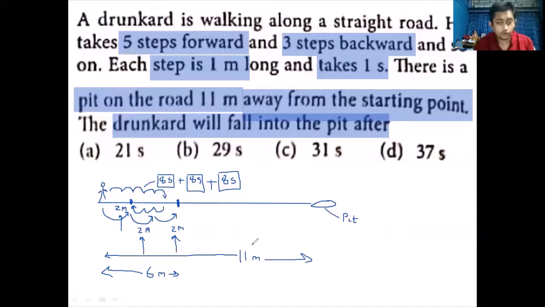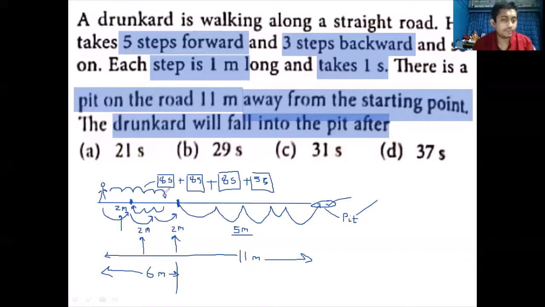So from 6, if I want to go to 11, 7, 8, 9, 10, 11. It means that from this distance, when the drunkard takes 5 steps, 3, 4, and 5, the drunkard falls in the pit. So from 6 meter distance, when the drunkard takes 5 steps forward, he travels 5 meter and he falls on the pit. So in order to fall on the pit, after the 6 meter distance, the drunkard had to travel 5 steps forward, and every step takes 1 second. So as he takes 5 steps forward, he requires another 5 seconds.